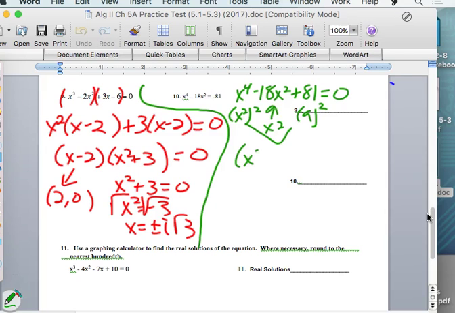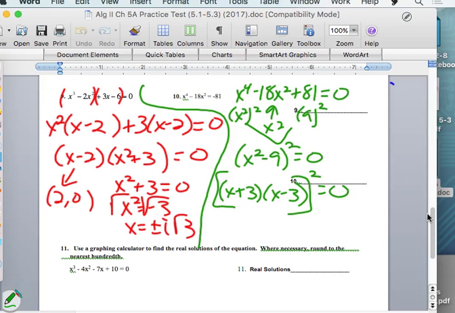So this will be x squared minus 9 squared equals 0. Wait a minute, x squared minus 9 even factors. What does that factor into? X plus 3 and x minus 3. So what are our two zeros? Negative 3 and 3.